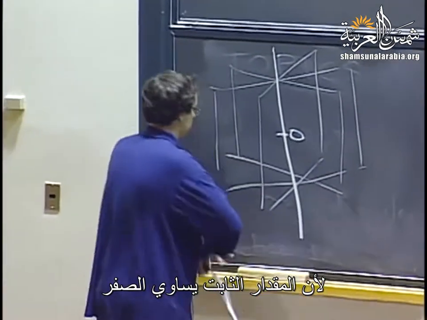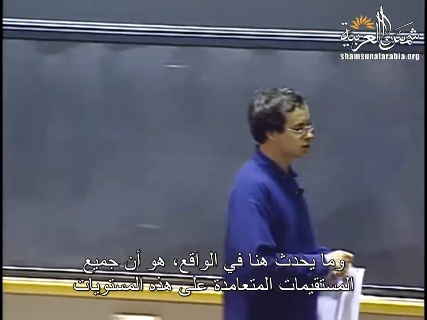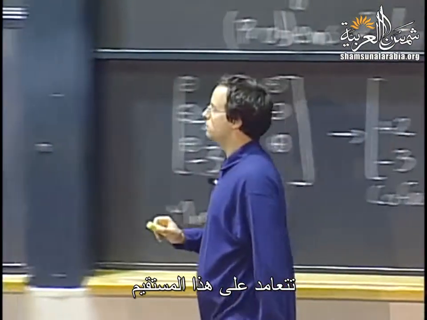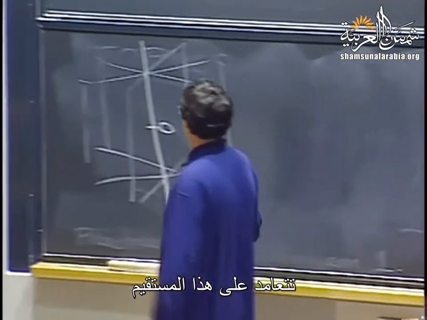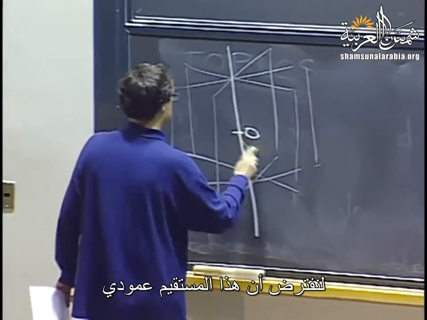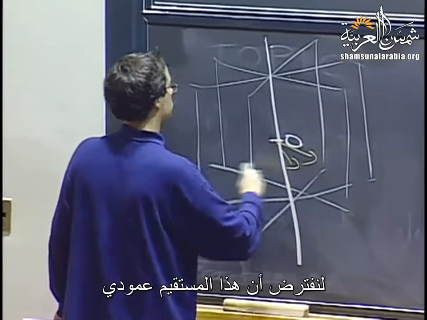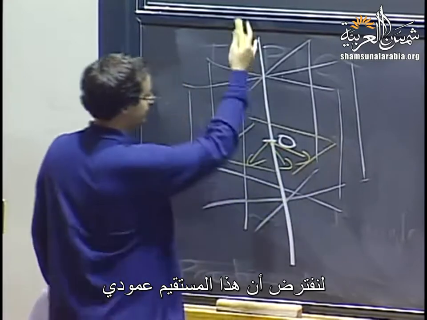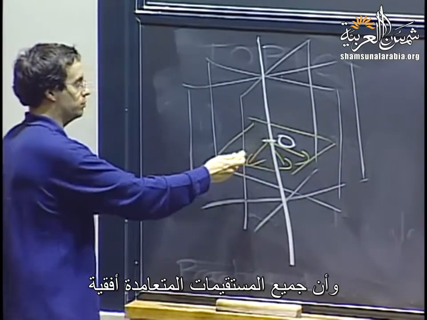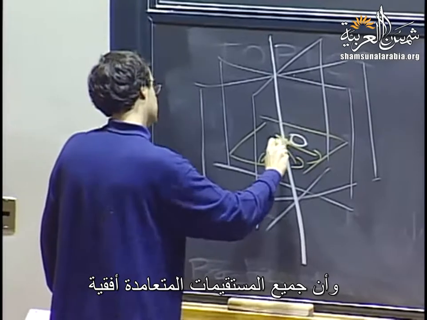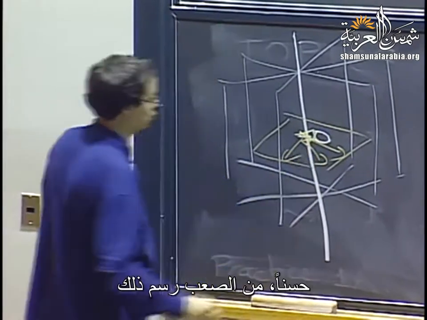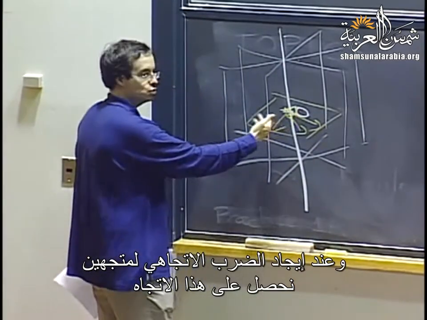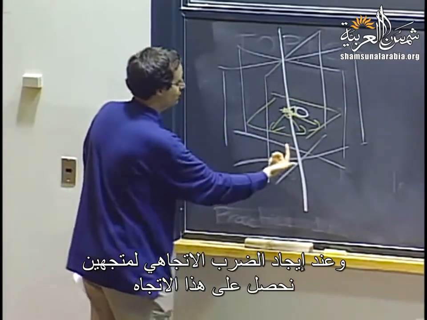So the normal vectors to these planes are in fact all perpendicular to that line. Say this line is vertical, the normal vectors are all going to be horizontal. Well, it's kind of hard to draw. And so by taking the cross product between two of the normal vectors, we found this direction.